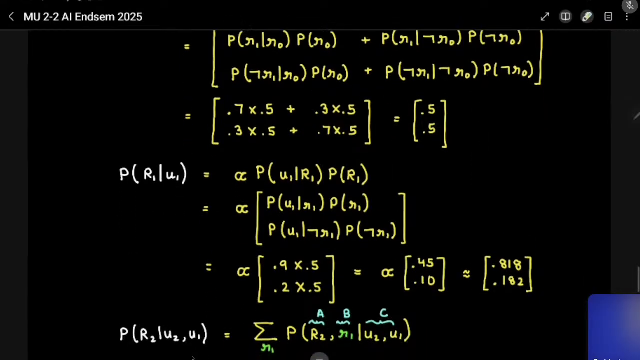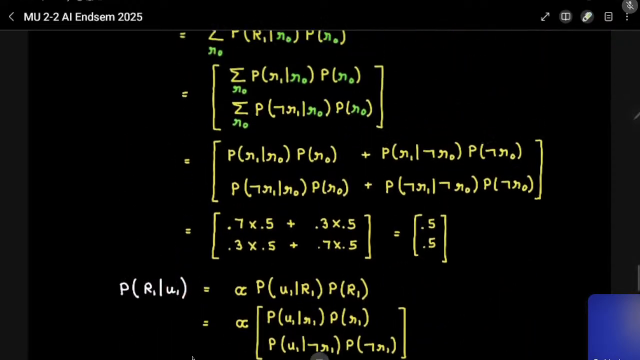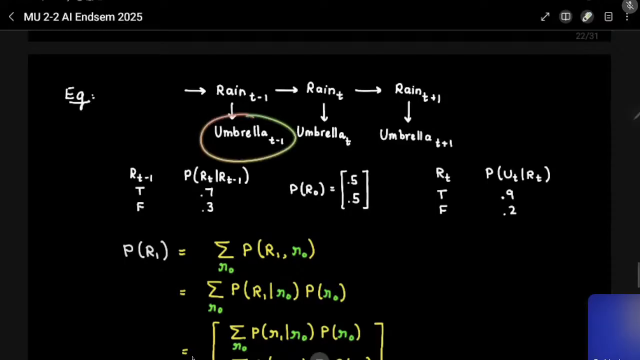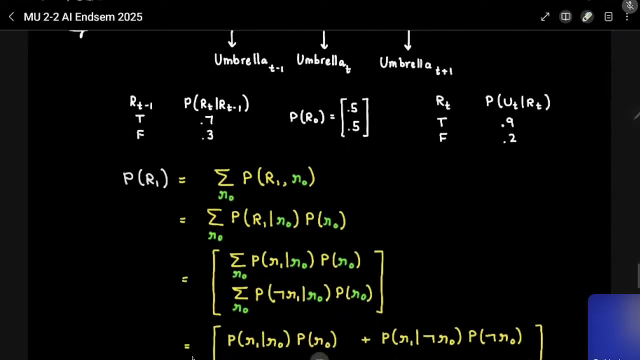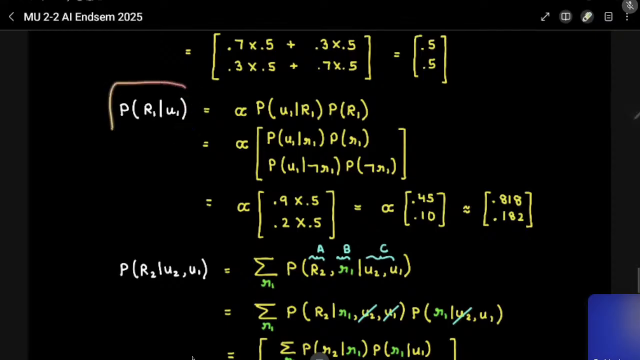One more question is there. Probability of R1 given U1. So small u1 means you had an umbrella on day 1. The observation was someone had an umbrella at day 1. So this will change the probability. How do you find this?